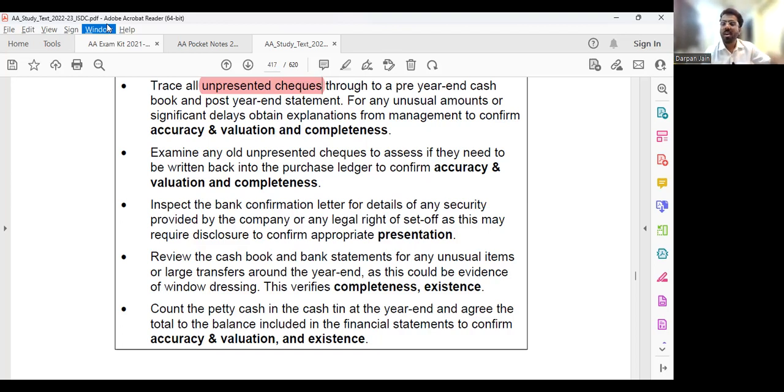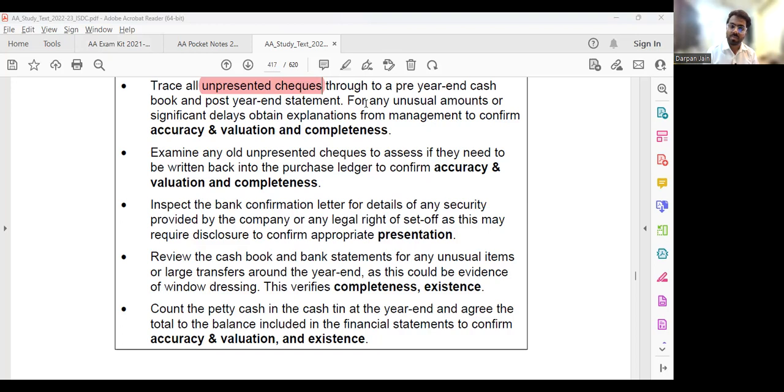The validity of any check is 3 months, guys. The validity of any check is 3 months, correct? From the date of the issue till 3 months, the check is valid. 90 days or 3 months, both are same.